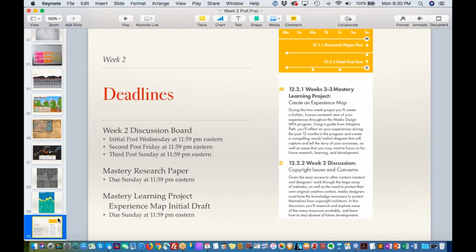So get in there and think about what your journey was like and use this experience map to help you realize that you've accomplished this. There was a lot that you guys accomplished through these 12 months, and you should be really proud because nobody except Full Sail people get their master's in 12 months. What you did is incredible.